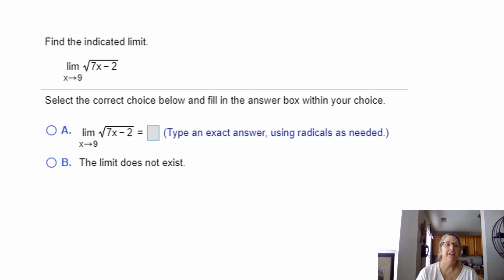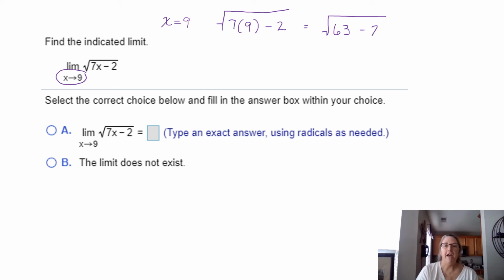We want to find the indicated limit, and notice that this time again, we've switched. We're not looking at infinity anymore. We're approaching a whole number. So this goes back to our plug and chug. So we are going to use x equals 9, and we're going to plug it into our function. So we'll have 7 times 9 minus 2, which gives us the square root of 63 minus 2, which is the square root of 61.